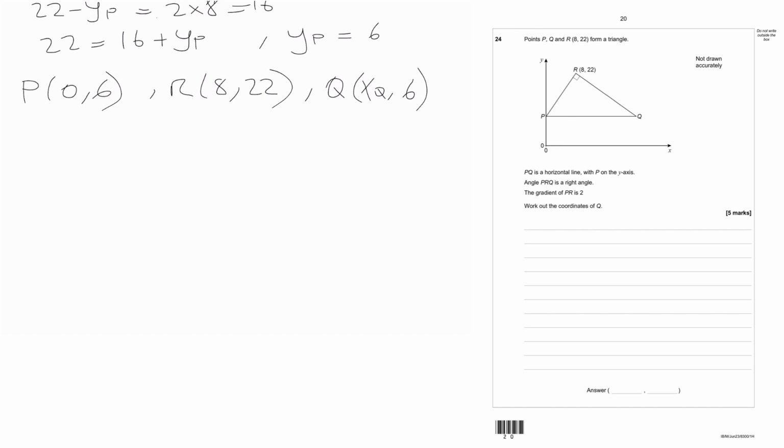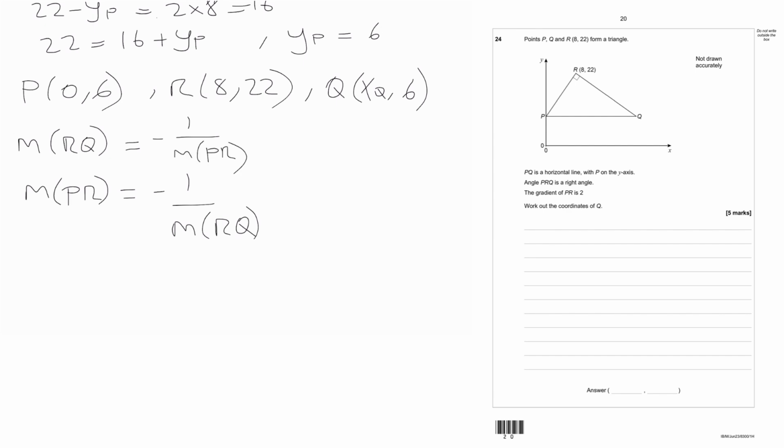So how are we going to go about doing this? Well, the gradient of the line RQ is equal to, and this is where knowledge of gradients come in, so if it's a right angle between the line PR and RQ, then the gradient of PR is equal to minus 1 over the gradient of the line RQ, and vice versa. So the gradient of the line RQ is equal to minus 1 over the gradient of the line PR, and that's just a definition of gradients. So this means that the gradient, and in fact, let me just rub that out.